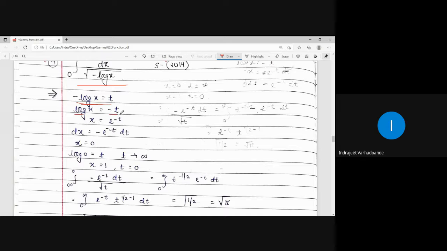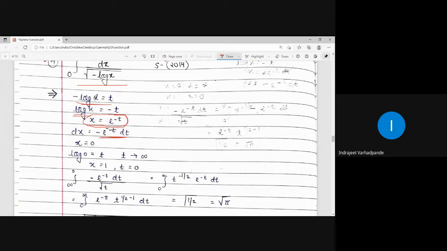Therefore log x becomes minus t. Purposely I am doing this because exponential power or index should be with the negative sign, and therefore I am transferring the minus sign of the left hand side to the right hand side. Minus log x is equal to t, therefore log x becomes minus t, and to remove log we take anti-log which is exponential. So this gives you x is equal to e to the power minus t. Derivative dx will be minus e to the power minus t.